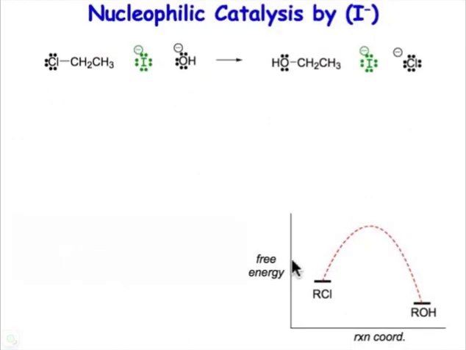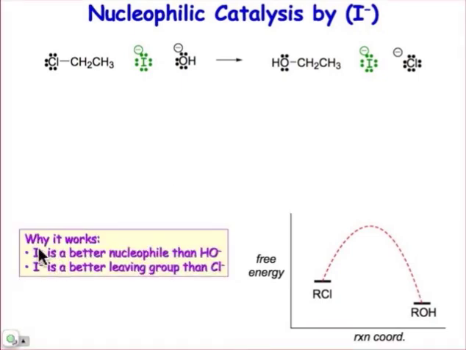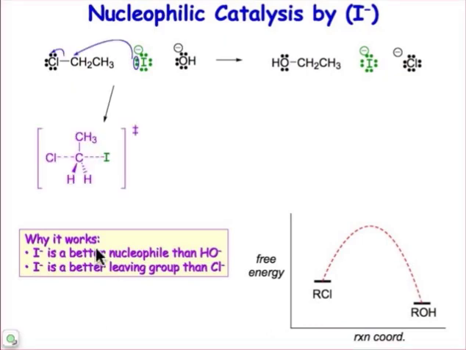Well, the way that iodide gets involved is that it forms a new intermediate, and that intermediate is taking advantage of the fact that iodide is a better nucleophile than hydroxide, and once we generate that intermediate, iodide is going to serve as a leaving group, and iodide is a better leaving group than is chloride. So what are the steps? So we first have an SN2.